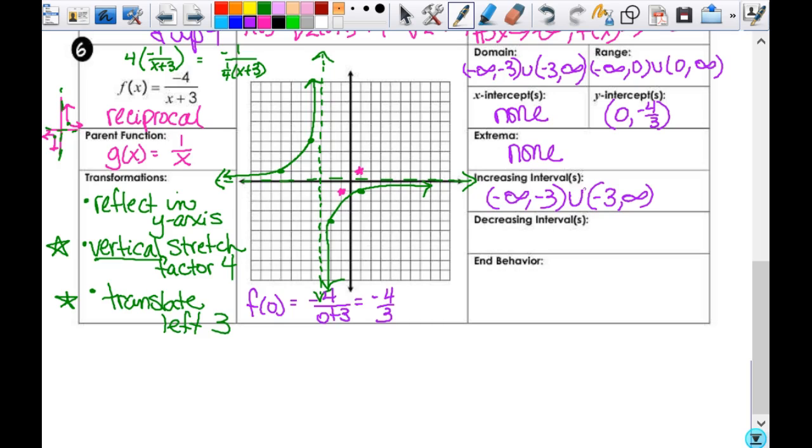All right, so if I'm increasing for pretty much all of it, then I'm not decreasing. My end behavior as x approaches infinity, what does f of x approach? 0, good. And as x approaches negative infinity, f of x approaches 0. All right, do we have any questions at this point?